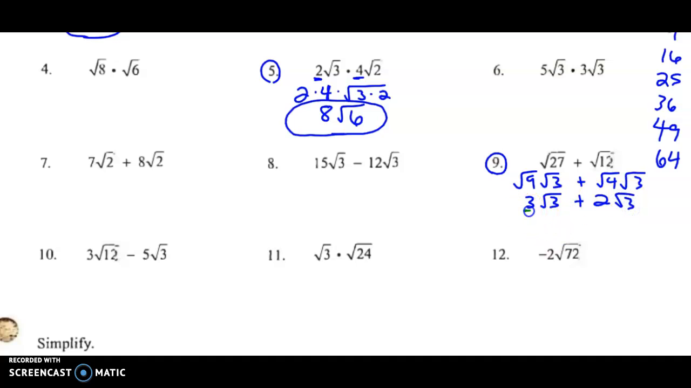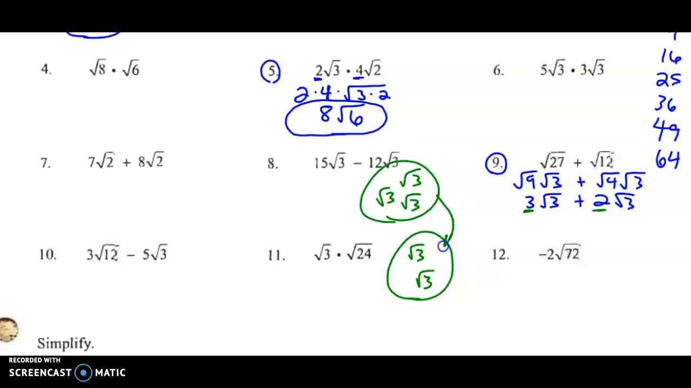And then now we can add the numbers out in front. So it's like you have this pile of square root of 3s. Over here, you have 3 of them, and then over here, you have 2 more of them. So in all, how many square root of 3s do I have? I have 5 square root of 3s. So 5 times the square root of 3.